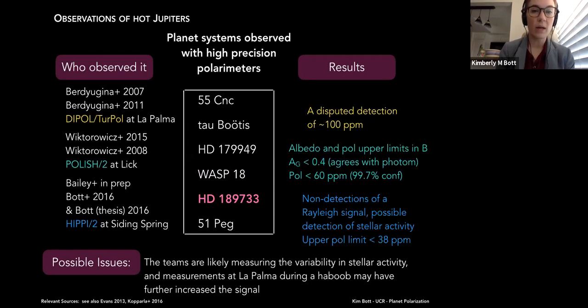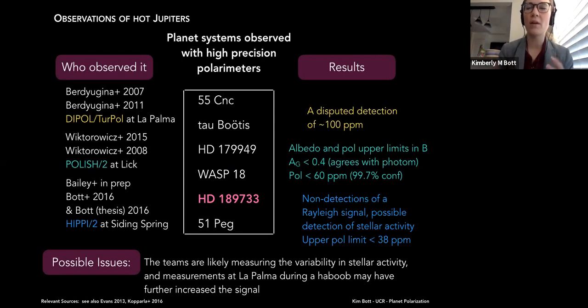So next we have HD 189733. And if you've heard of any planet being observed in polarized light, it's probably this one. It's been observed by a few different groups: by an, at the time, European group with the Dipol and Terpol polarimeters, by an American group with the Polish polarimeters, and by the Australian group with the HIPPI polarimeters. So this early on had a very high detection from the European group, a very high polarization from the system. And in follow-up work from that same group, they reduced the level of polarization, but it was still something very high.